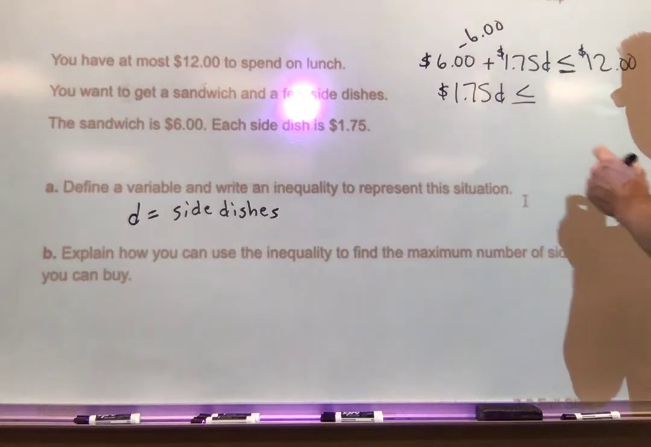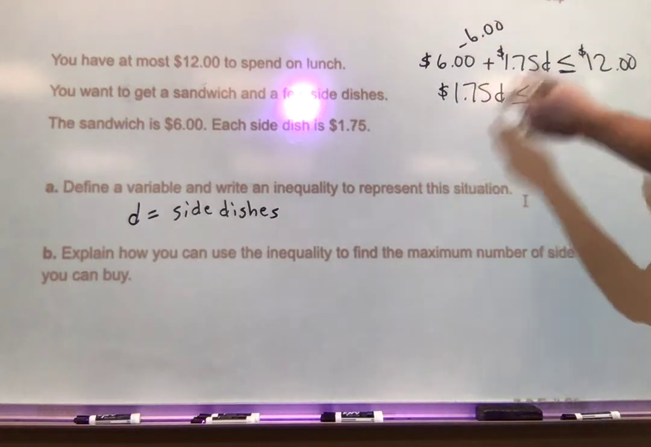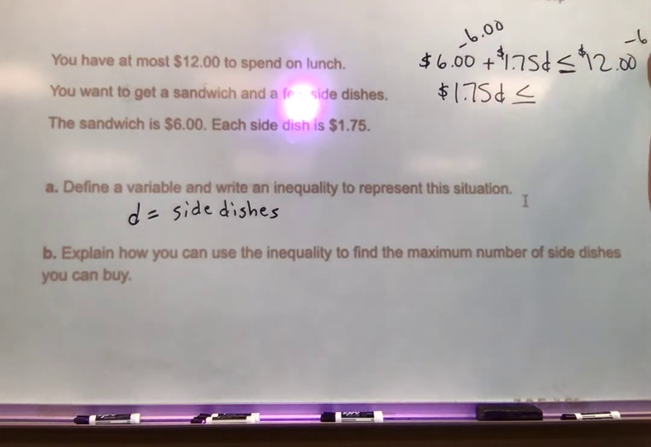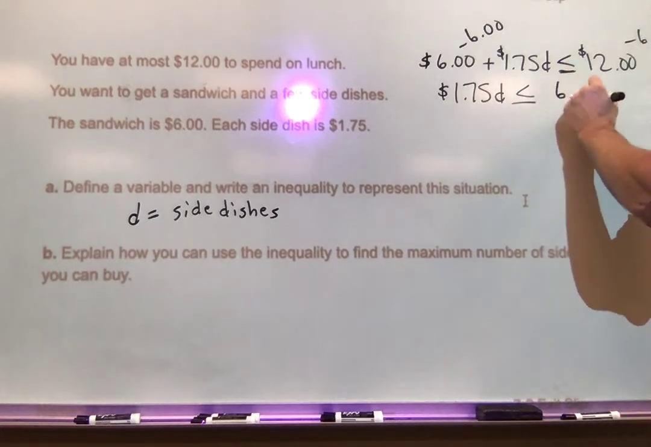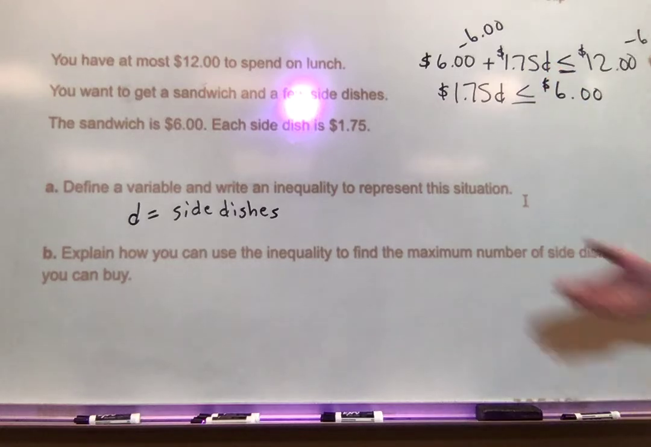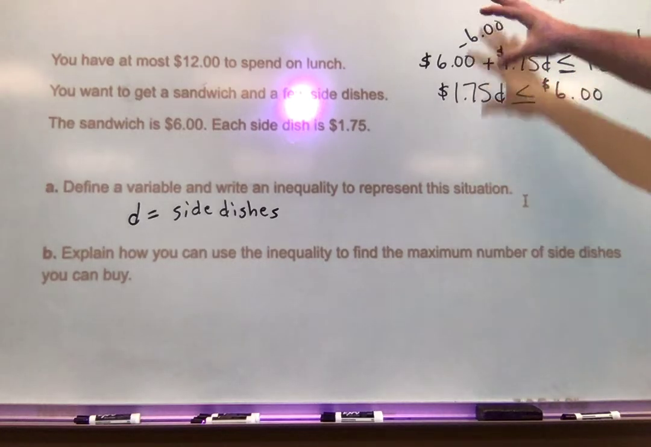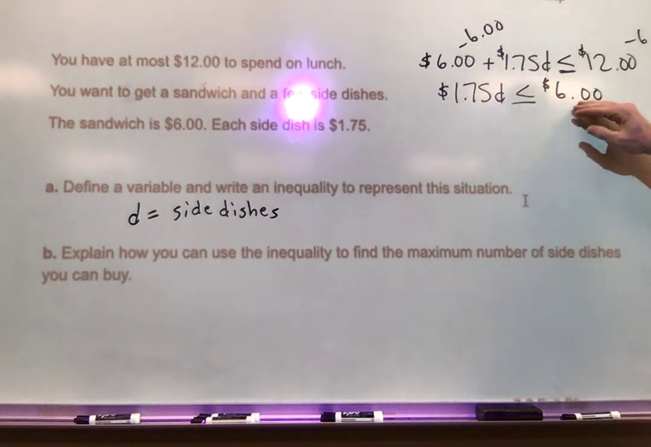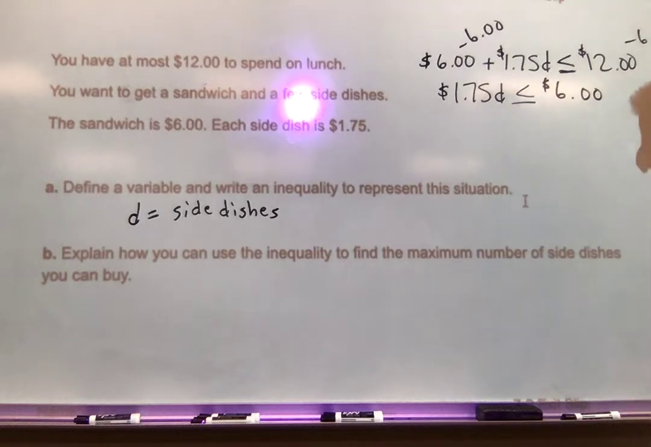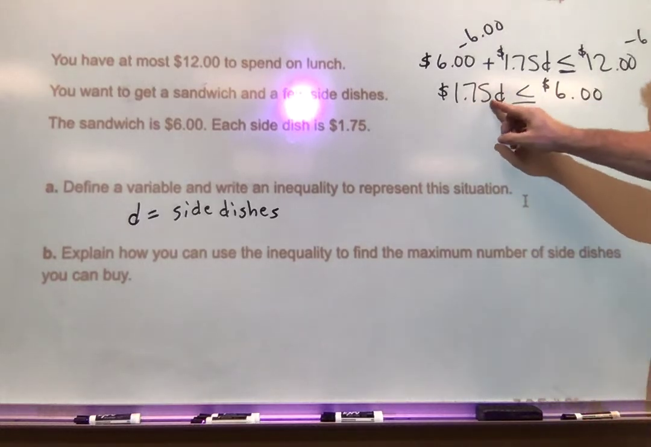Has to be less than or equal to, and remember to keep it balanced, if I take away 6, I have to take away 6 here. So $12 minus $6 is $6. What this tells us, guys, for explaining this, is we just took the sandwich price off, and that just leaves me $6 to spend on side dishes. And I know they're $1.75 times each one.